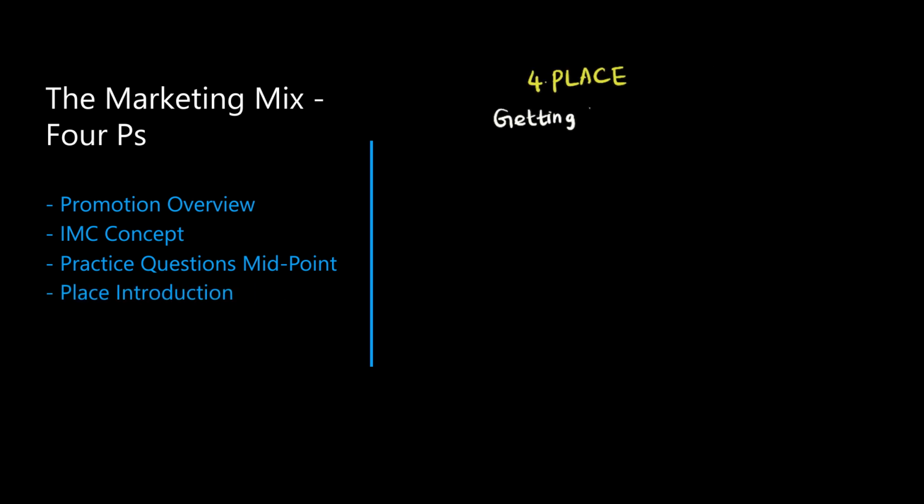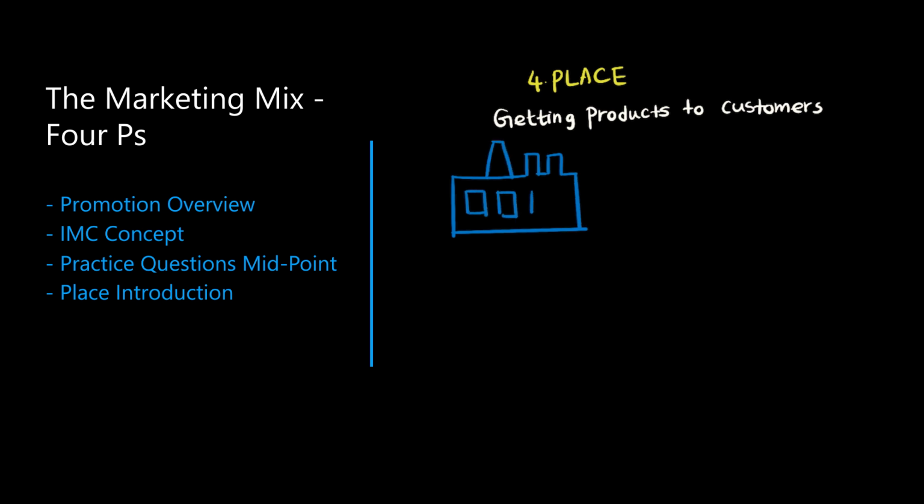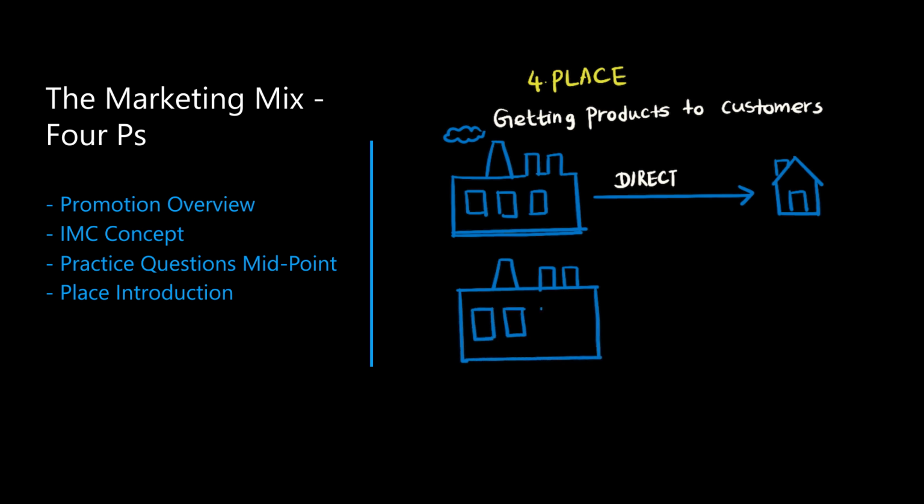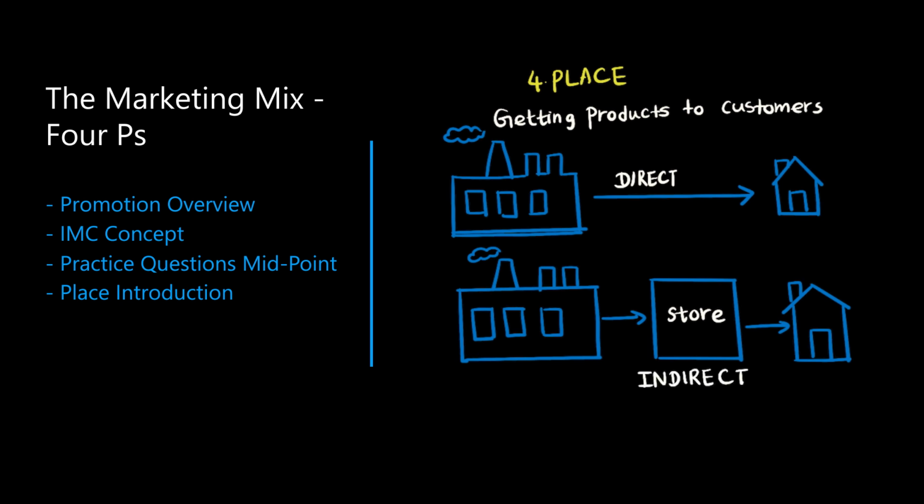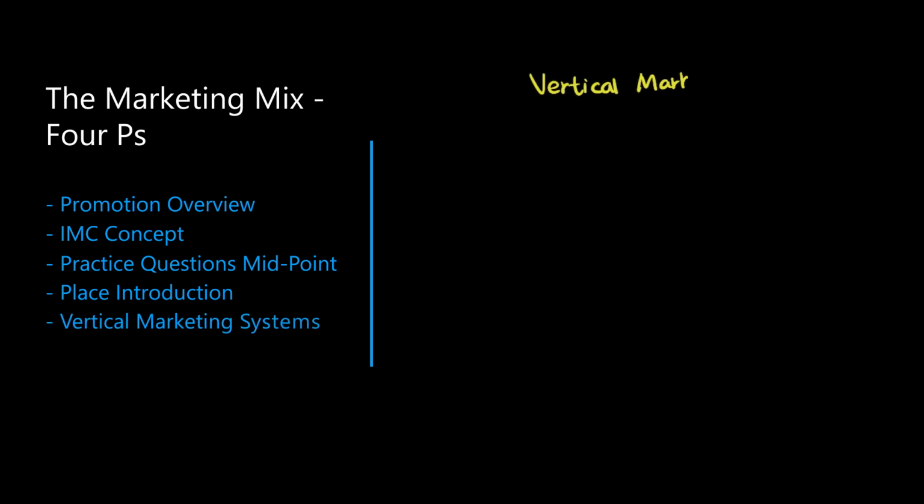Place, the fourth P, involves getting products from producers to consumers. This includes decisions about distribution channels, transportation, inventory management, and even store atmosphere. Distribution can be direct, where companies sell straight to consumers like Nike, selling through Nike.com, or indirect, using intermediaries like wholesalers and retailers. There are 3 types of vertical marketing systems you need to know.